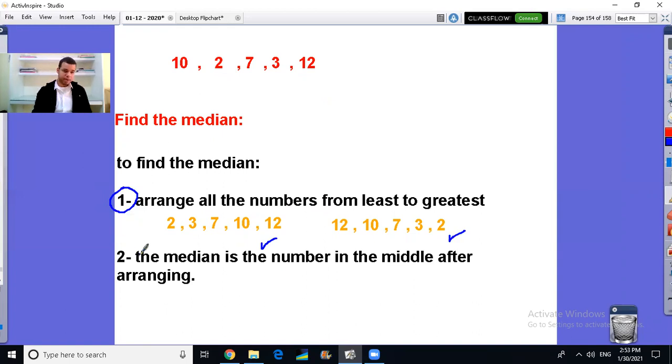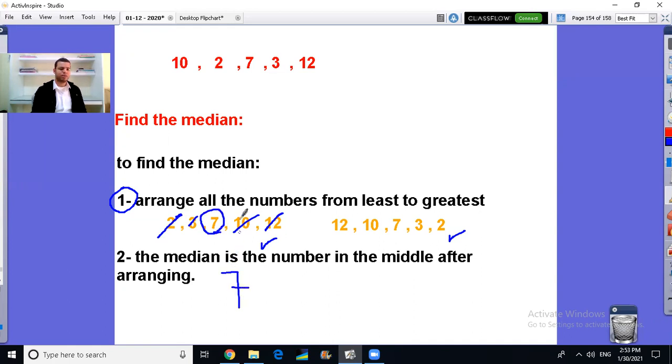Second step, mister, the median is the number in the middle after arranging them. So after arranging, the number that is in the middle is your median. To find the number in the middle easily, cross off one from the left, one from the right, one from the left, one from the right. The number in the middle is the 7.